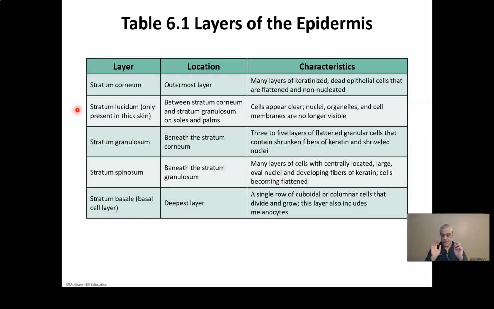So, I almost guarantee you there's a test question right there, right? How many layers of the skin do you have on your soles and palms? Oh, I have 5, I have 4, I have 7, I have 22. No, you got 5, right? 5 is the right answer there. How many layers of skin do you have on the rest of your body, except the palms and the soles? You have 4.